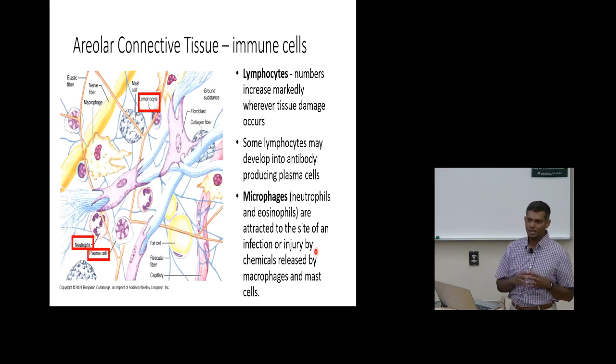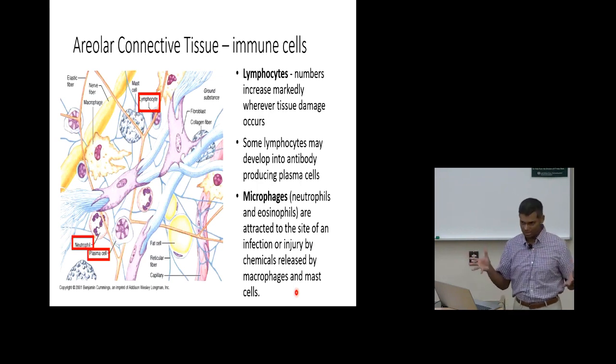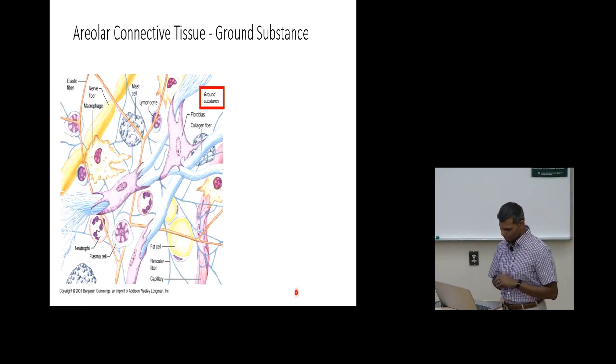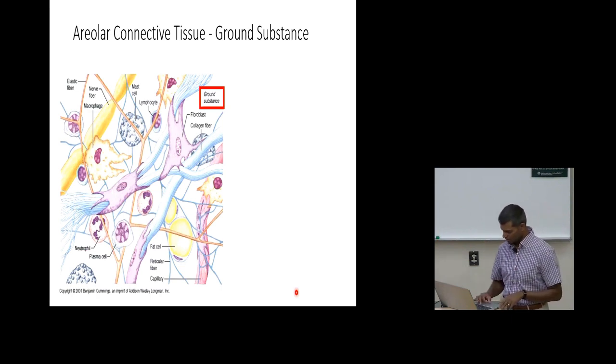And the way these neutrophils and eosinophils work is that they're sent in response to the signaling from the macrophages and the mast cells. So with that, I complete my discussion on the different types of immune cells found in the areolar connective tissue, and we finally move to the ground substance. So we talked about the fibers, the different kinds of cells, and now we're coming to the ground substance.